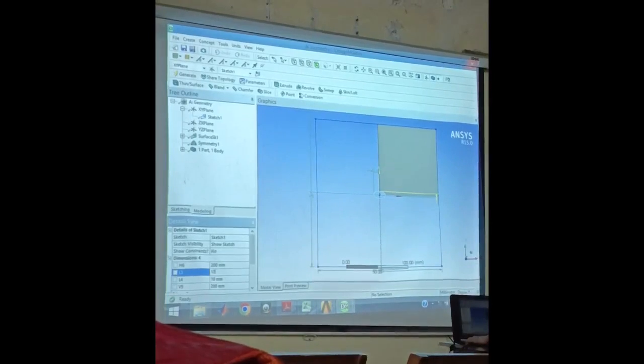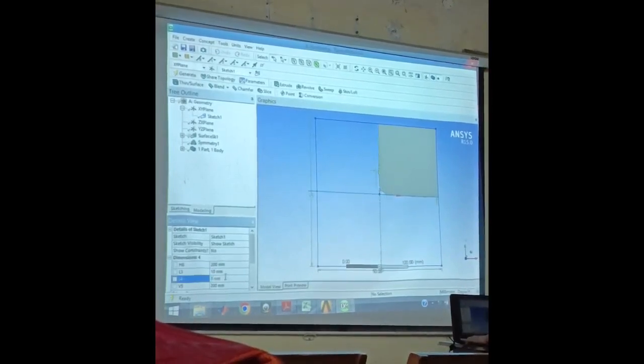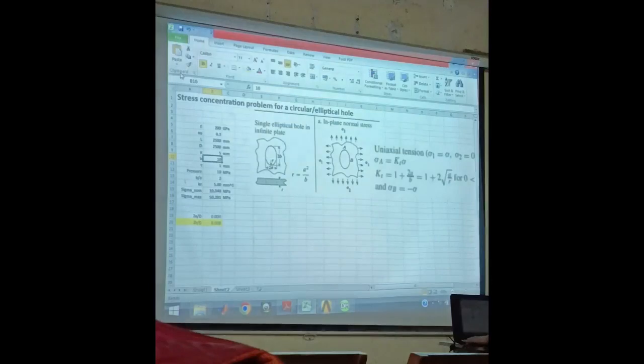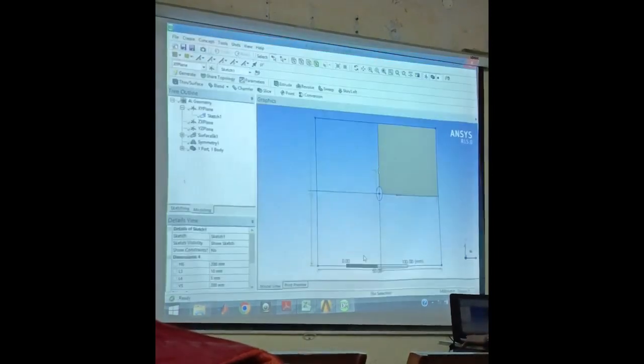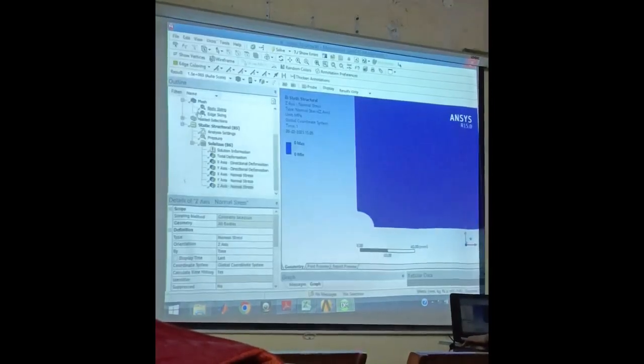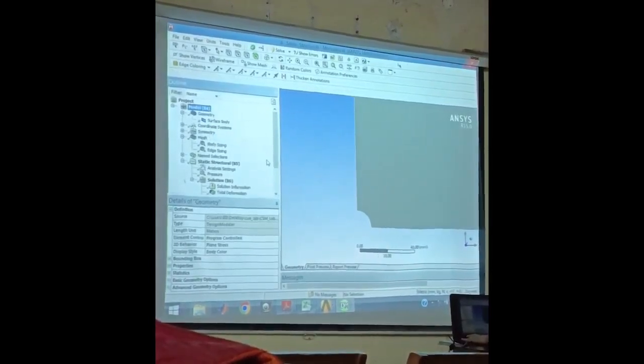This is 10. This is 5. So I am changing here, it is already changing. See, now we are getting an ellipse. A is 5. Then KT is 5. And sigma max is supposed to be 50. Already all the formulas have been put here. Semi-infinite plate. So different geometry.